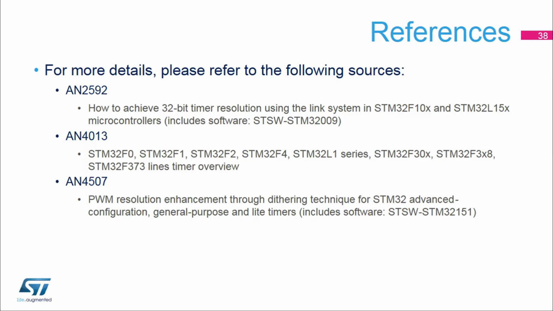3 application notes complement the timer sections in the reference manual. AN2592 gives a practical implementation of a 32-bit timer made of 2 synchronized 16-bit timers, and is useful for better understanding the overall timer synchronization mechanism. It comes with a software example. AN4013 provides a more detailed overview of all timer features and available firmware examples. AN4507 presents an implementation of PWM resolution enhancement by means of dithering techniques. It comes with a software example.